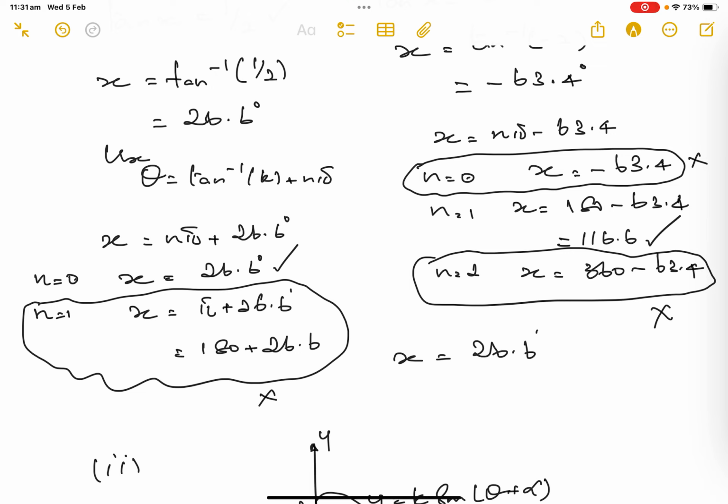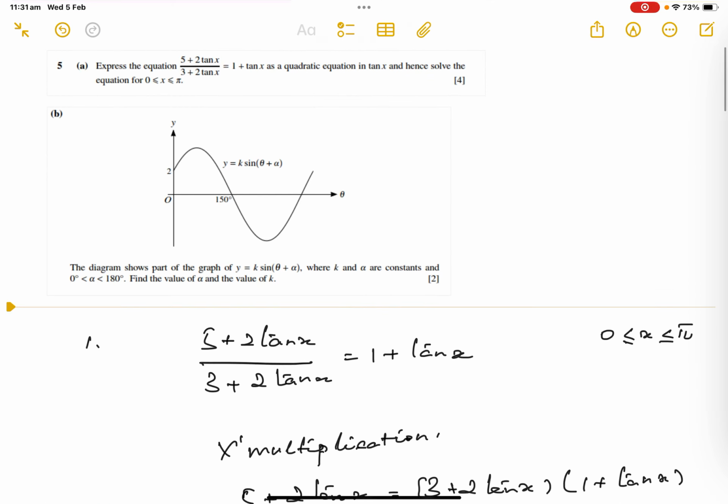So the values for x are 26.6, one of them. The other one is 116.6. So these are the two values. Yes, there we found the solution, and let's look at part B.